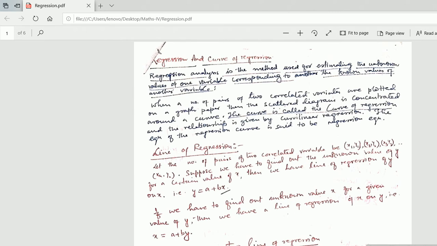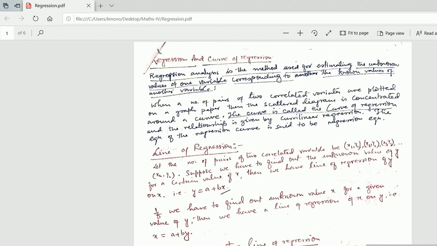Dear students, in the last lecture, that is lecture 3, we discussed the correlation topic. In this lecture, we will study regression analysis and the curve of regression. So let us see the term regression, how it was invented, and what the basic thing regarding regression is.